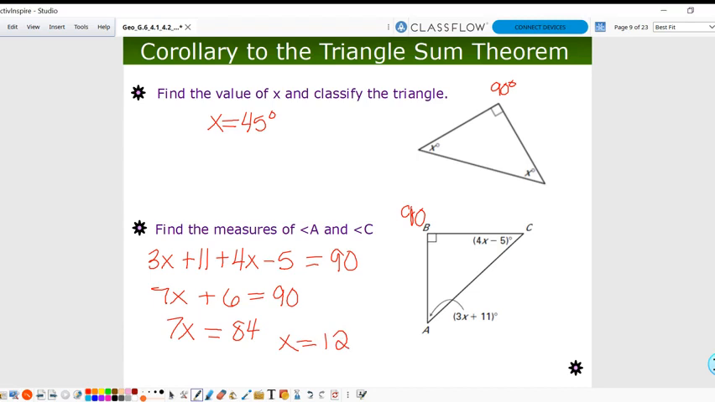You also have to then find the measure of both A and C. So we're replacing 12 in each expression. So the measure of angle A will equal 47. And the measure of angle C will equal 43.